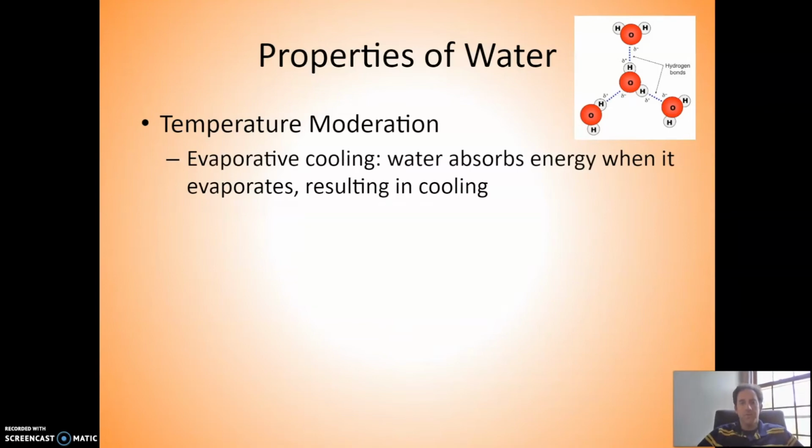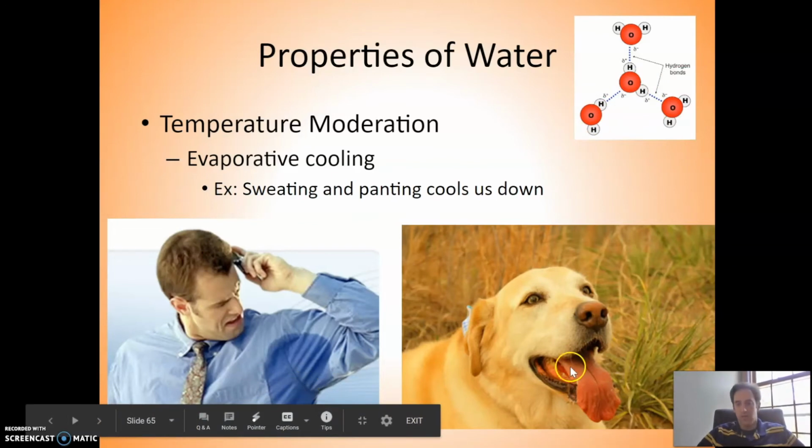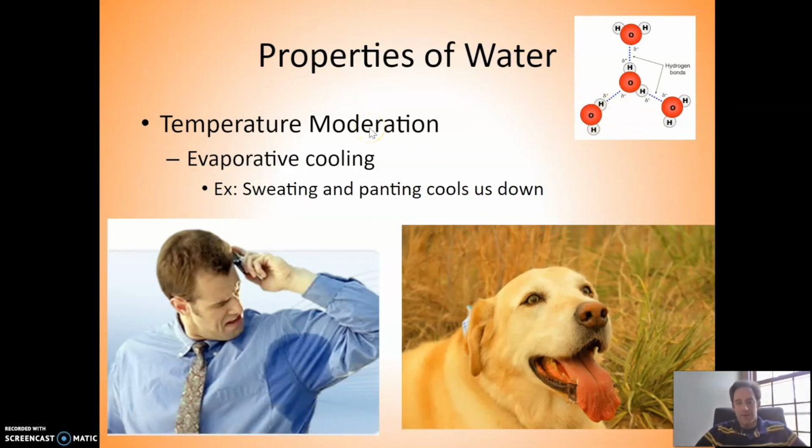Evaporative cooling. Turns out that water absorbs energy when it evaporates, resulting in cooling. Sweating and panting both cool us down. Essentially, when this liquid water from either sweat or saliva on the tongue turns to gas, it takes a lot of energy to break that hydrogen bond so that this molecule can escape as a gas particle. And that energy has got to come from somewhere, and the energy is coming from your own body heat. And so that's why sweat cools you down and dogs pant.